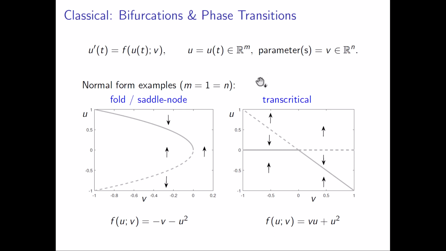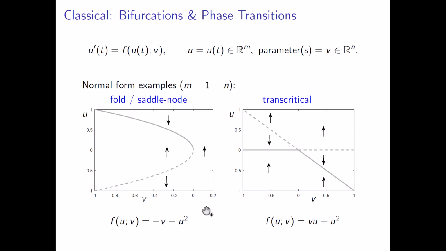Classical bifurcation theory works for example for ODEs, but also for more general differential equations. You have a given ordinary differential equation, u' = f(u), with some parameters, say v, and you vary the parameters and see something happening upon variation of the parameters.